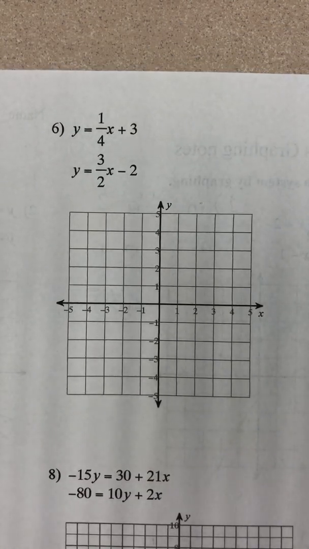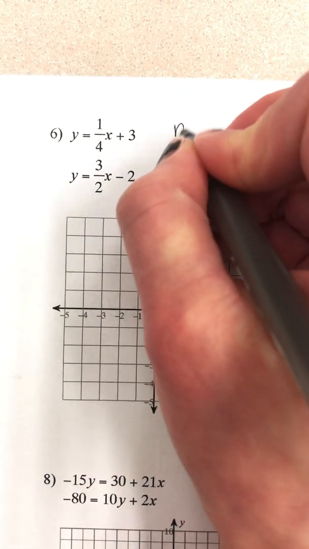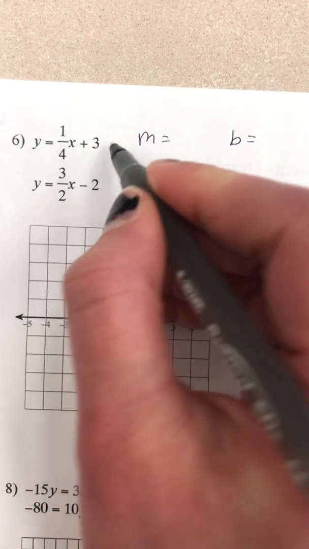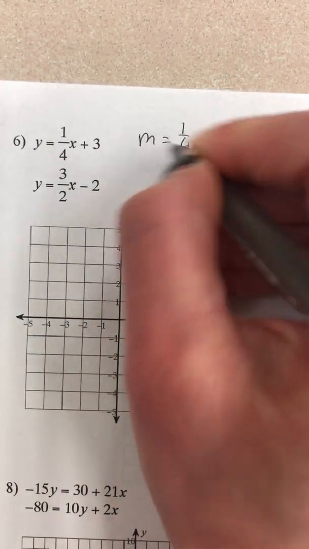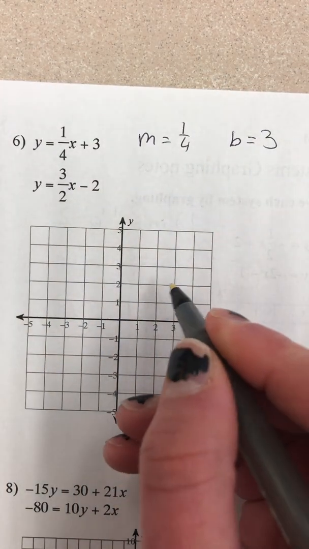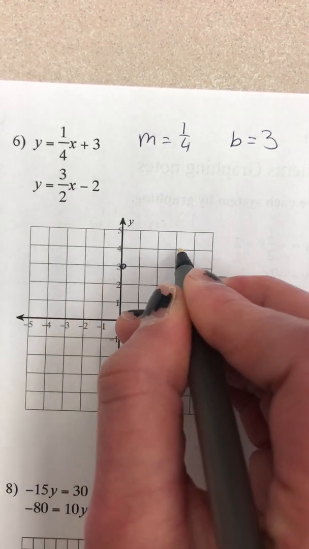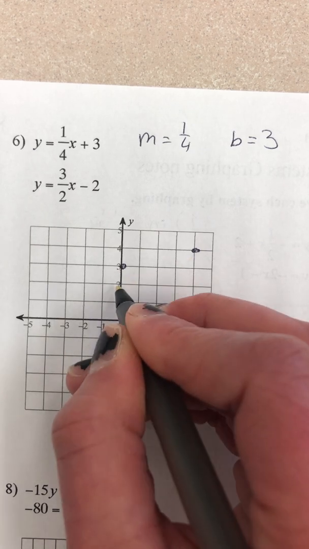Looking at number 6, same situation. We're going to set up our slope and our y-intercept. For the first graph, our slope is 1/4. Our y-intercept is 3. So we're going to start off at 3. We go up 1 to the right 4, or down 1 to the left 4.